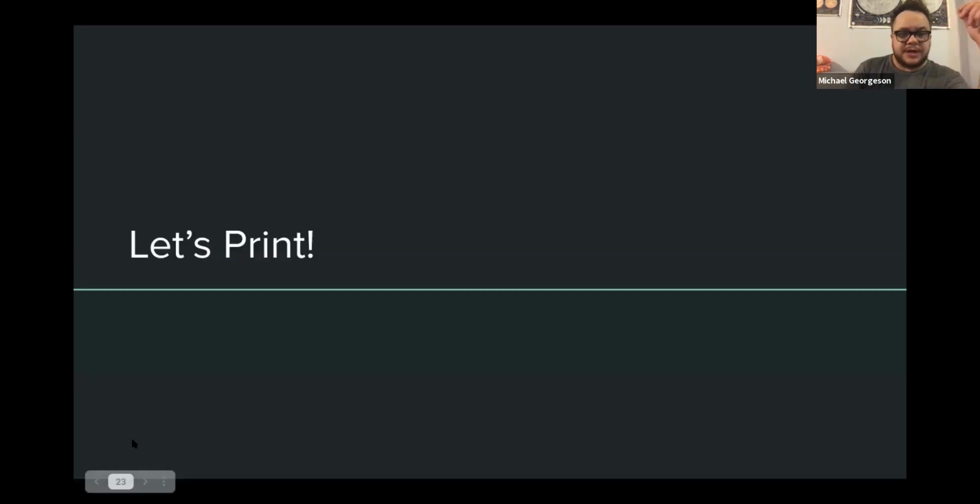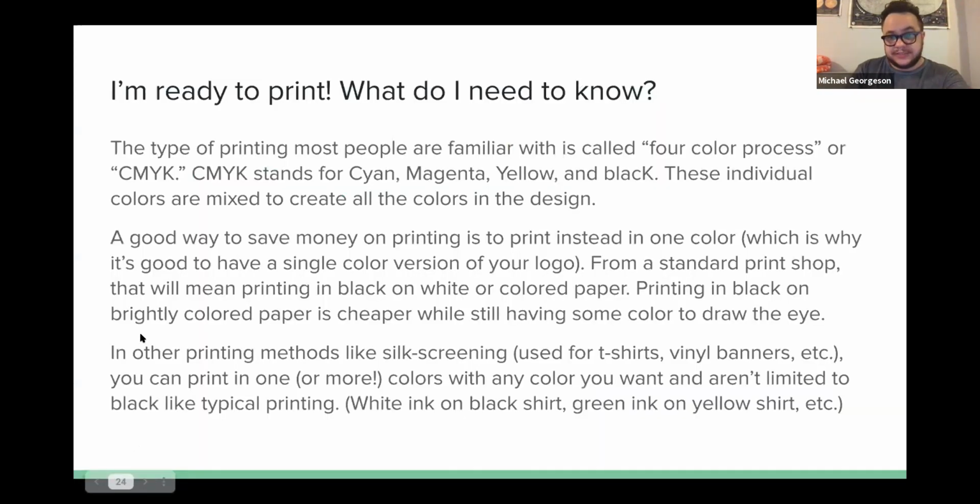So when we're getting into printing our pieces, there are some things to think about. Most printing that you're probably familiar with is called 4-color process, or CMYK. If you have a printer in your office or at home, that's what it's printing. That stands for cyan, magenta, yellow, and black. Cyan is like a bright blue. Each of these individual colors mix together to create the colors in your design. So you're going to want to use that, and that's what'll be offered at any standard printing place, Staples, anywhere, your office.